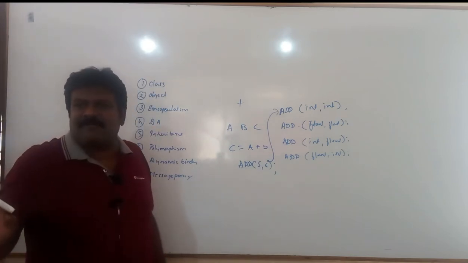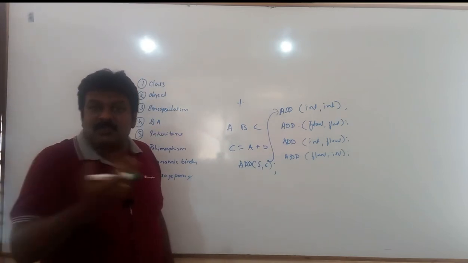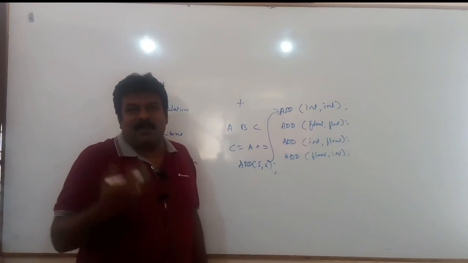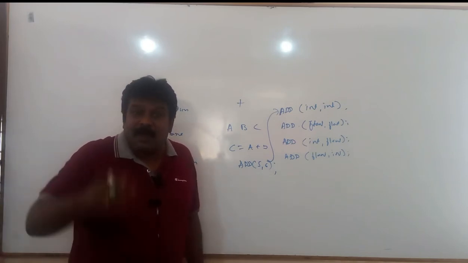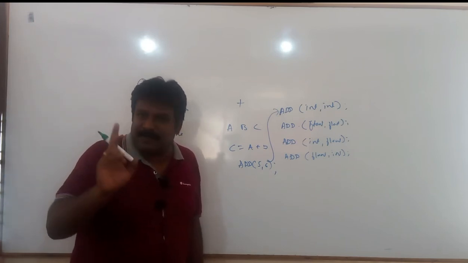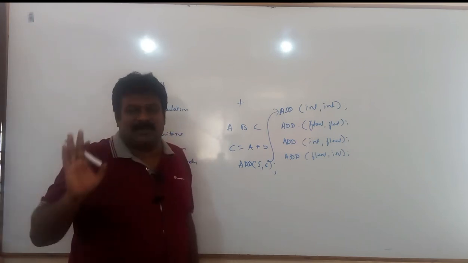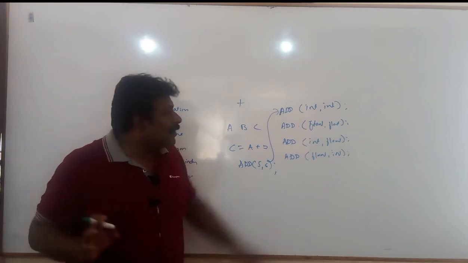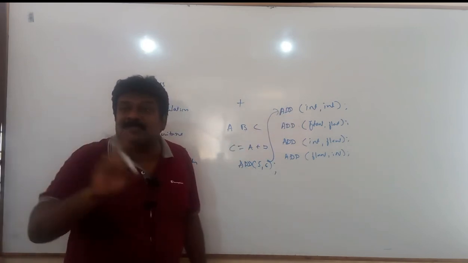Now it is none of my business. This is what is called function overloading. Why is it called function overloading? Because there are multiple functions with the same name but with a different argument list. Do remember this. You can give the same name, but you can't have the same argument list.